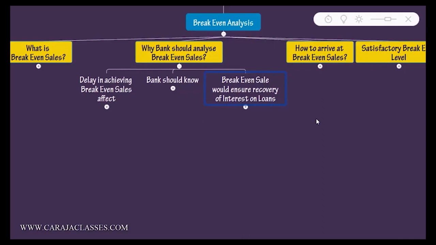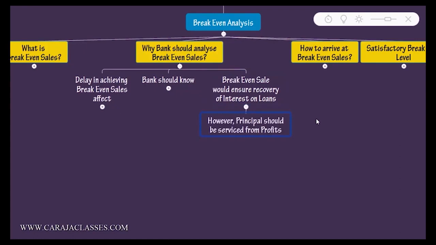But the question is, how principals will be repaid? Principals got to be repaid from profits only. So it is the sales after break-even sale that would generate profit, and only from that profit principals can be repaid. That's why bankers are very much concerned about break-even sales. It is more than break-even sales. They are concerned about the sales after the break-even sales, because that is only going to contribute to the profit, and that is only going to help the bank to recover the principal what they have lent.